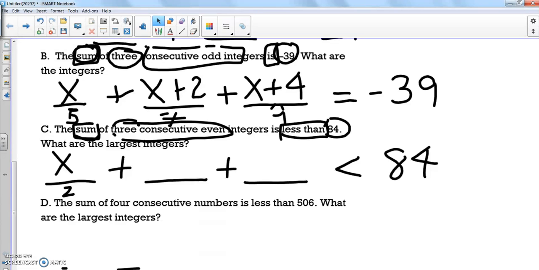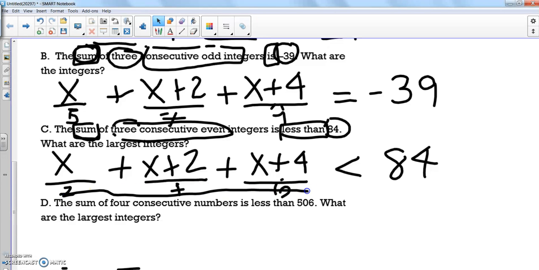Okay, how would you get to the next even number? You'd add 2 because 2 plus 2 is 4. How would you get to the next one? Add 4 because 2 plus 4 is 6. 2, 4, 6. Okay, so I hope you're seeing the pattern because the odd and the evens you add 2 every time. The consecutive ones you just add 1. All right, let's go solve this one. These are not the answers. I was just trying to show you the pattern.